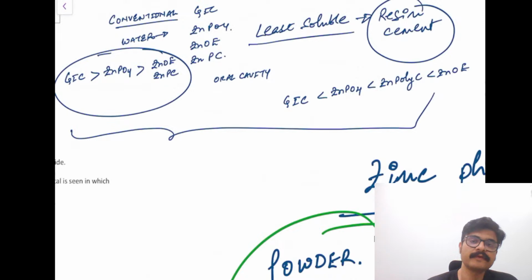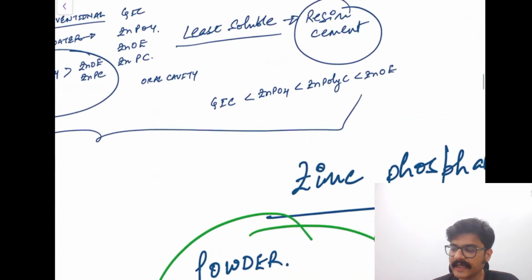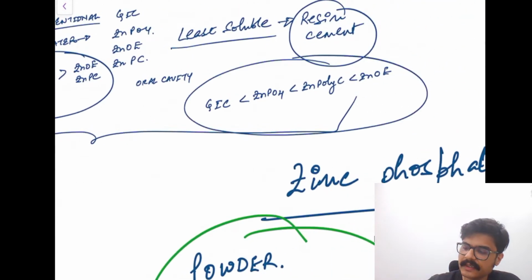Specifically in Phillips, the table gives you only the order of solubility in water, and that is GIC's maximum, then zinc phosphate, and then zinc oxide eugenol and polycarboxylate. But in the oral cavity, this concept is given specifically in Craig only, right? And many of us don't read Craig. So GIC has actually got the least solubility amongst the conventional cements, then zinc phosphate. So in that sense, zinc phosphate is great. Then we have zinc polycarboxylate and zinc oxide eugenol. Very understandably, zinc oxide eugenol, of course, is very much soluble in the oral cavity, right?